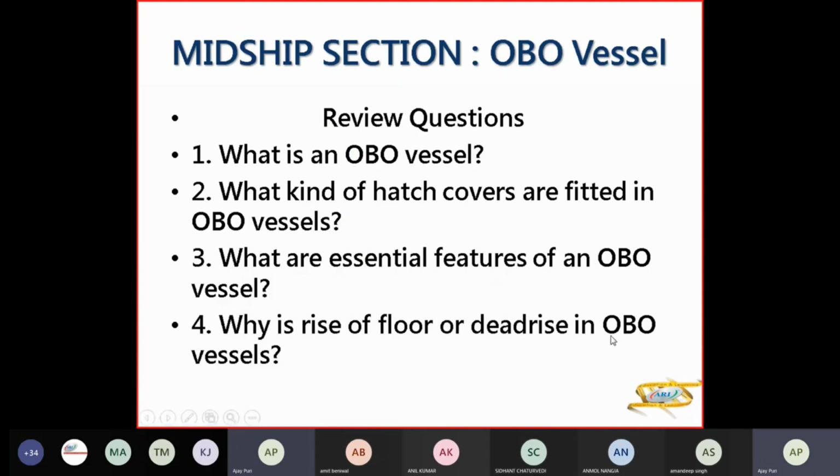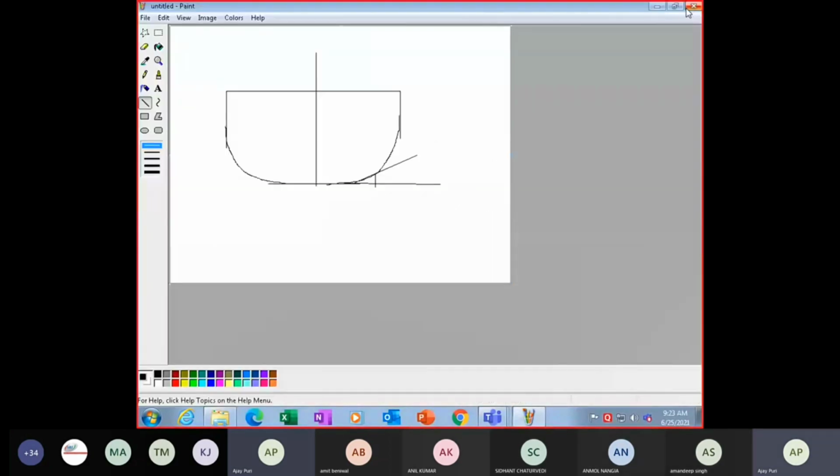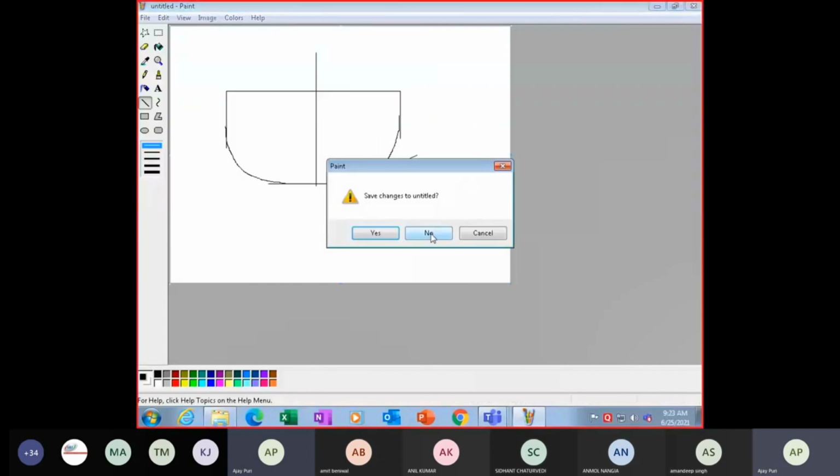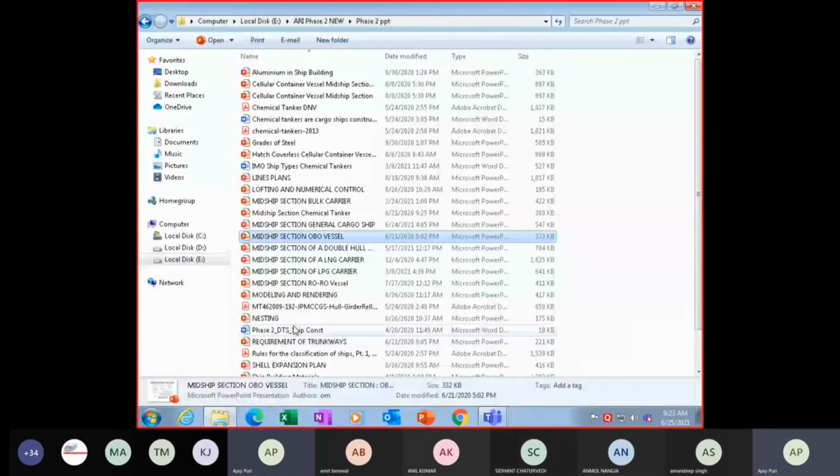So why is there a rise of floor or dead rise in OBO vessels? To facilitate drainage. Essential features we've already done. What kind of hatch covers are fitted here? They'll be oil tight. OBO is oil bulk ore. So that is your OBO. Now we will be doing the chemical tanker and then I'll do the double hull oil tanker.